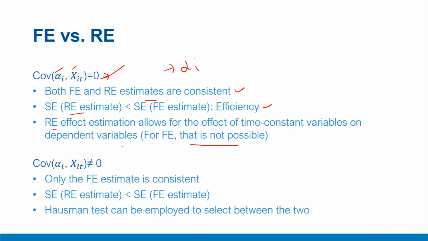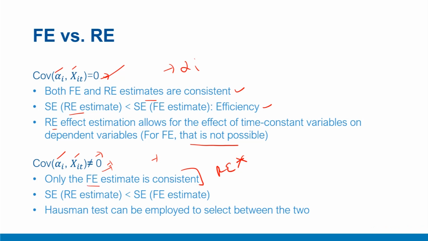Also, in the second condition, where the correlation or covariance between unobserved heterogeneity and independent variable is not necessarily zero, all those problems related to endogeneity may appear and the estimates may not be consistent. In that case, only fixed effect estimates are consistent and RE estimates are not consistent. Although the efficiency, or the standard error, of random effect estimate is still lower, because this consistency property is far more desirable for us, we will go ahead with the fixed effect estimator.